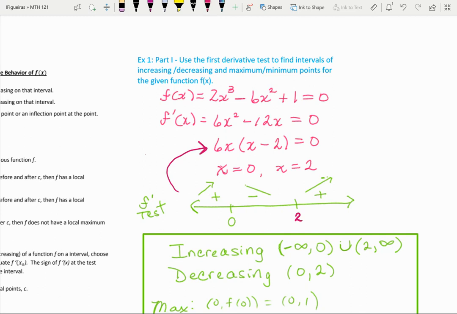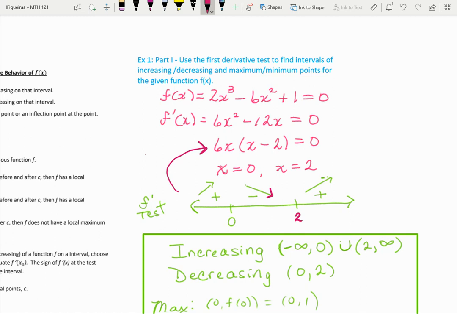The function is increasing. Then you pick a test point between 0 and 2, such as 1. And again, plug it in to the first derivative. So if I plug in 1, you get 6 times 1 is 6. Plug in 1 here, 1 minus 2, that gives you a -1. So positive 6 and -1 gives you a negative result. And negative means that the function is decreasing.